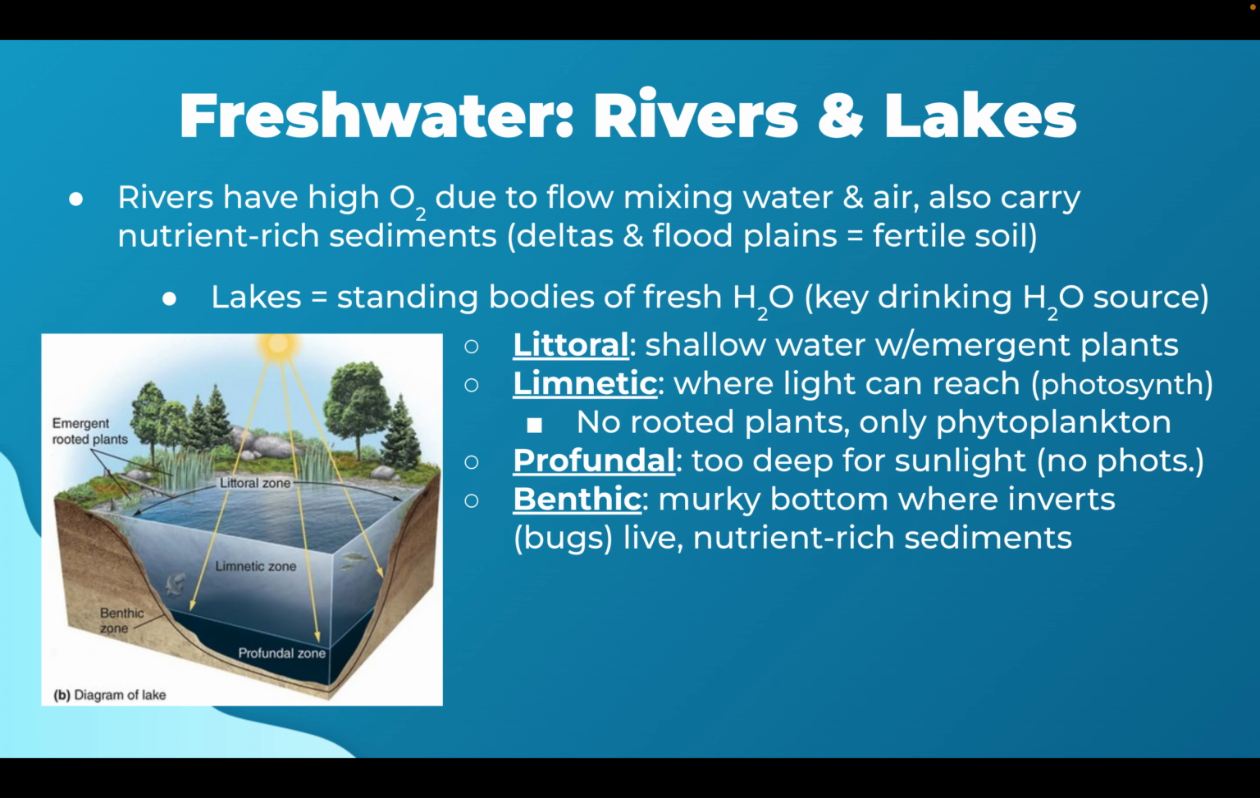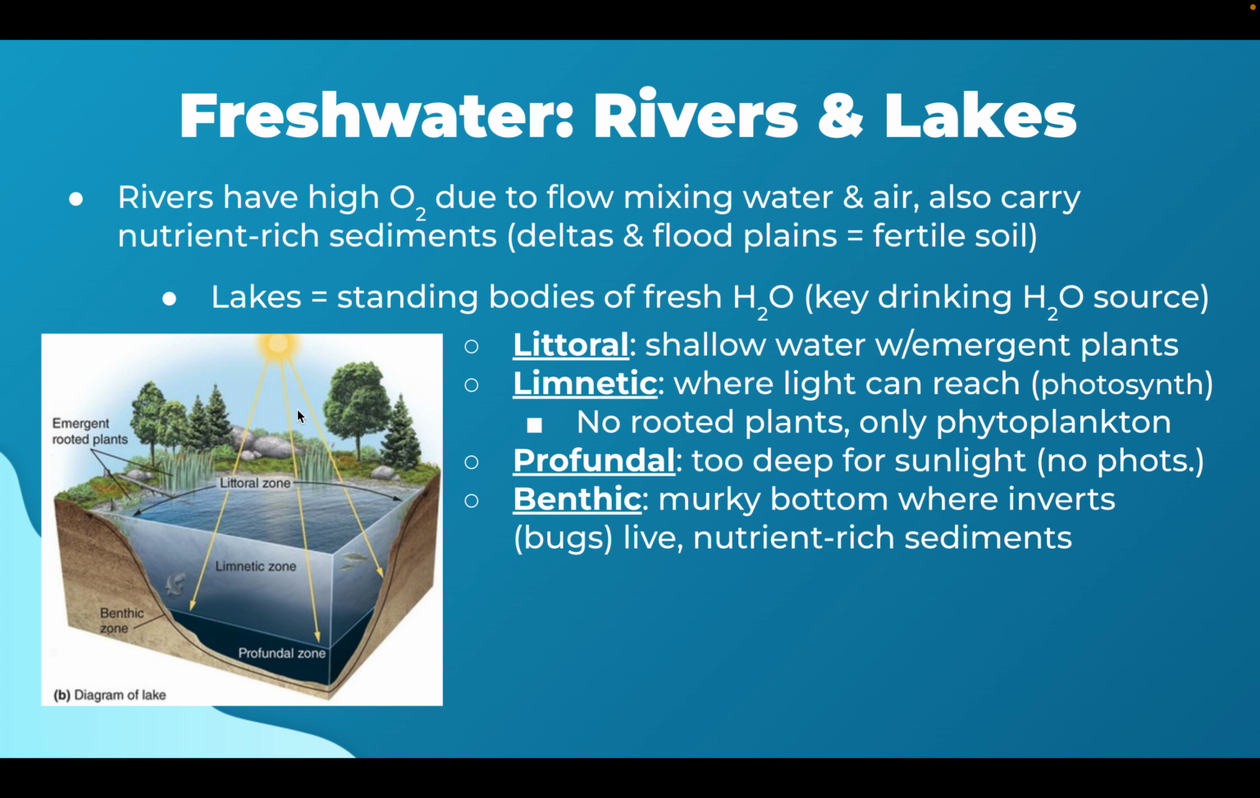There are different levels to a lake, though, that you need to know about. There are four different levels to a lake. Starting at the top, you have something called the littoral zone. This is shallow water. Notice along here, very shallow water. It's mostly near the edge of the shore of the lake, with what are called emergent plants. These are plants that grow just along the shoreline. When you walk into a lake, that's generally the region that you are standing in.